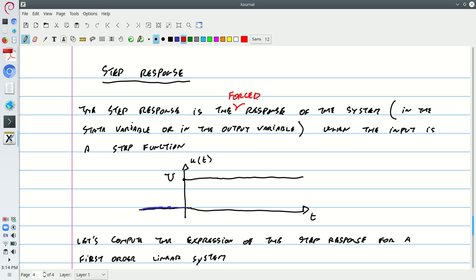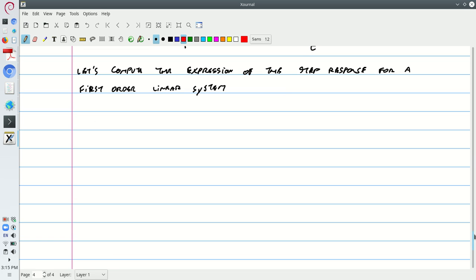You know that we can decouple the forced response from the free response. So since we are interested in what happens if we inject a step function into the system, let's forget about the free response. Let's just focus on the forced response. If there is an initial condition, we'll add the free response on top of the forced response.